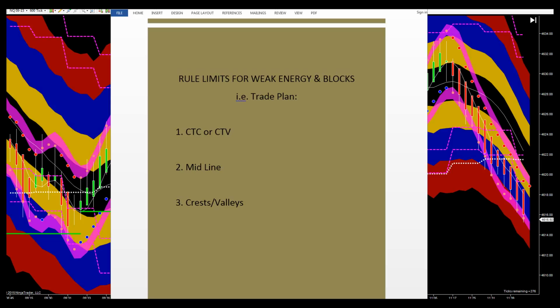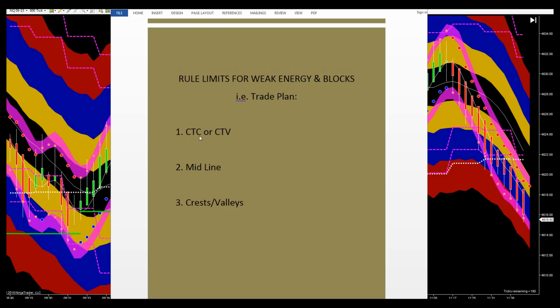And what we're going to do today is we're going to look at some of the rule limits for trading weak energy and this concept of what a block is. It's a very simple concept, but essentially it breaks down into what we'll just call a trade plan. And we have these point one here is CTC.